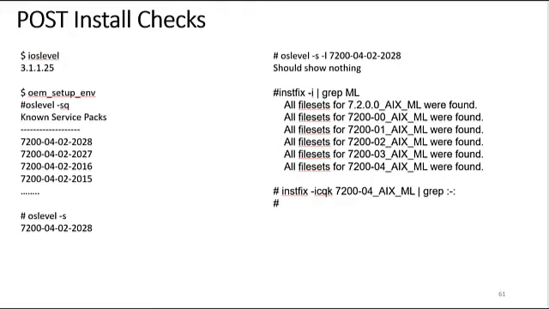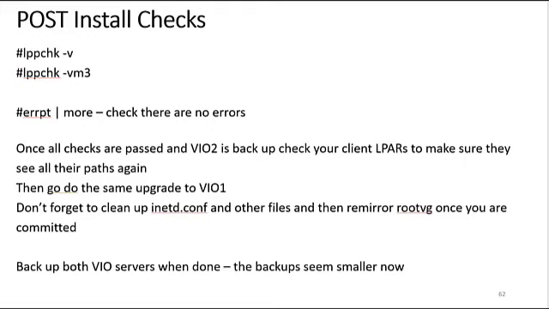And I do my efixes. I just like to double check that everything matches. I run lppchk -v and vmo3 and obviously errpt. Once all the checks are passed and the VIOs are backed up, and when I say VIO2, I always do the backup VIO first, which is typically VIO2, but you need to know that.